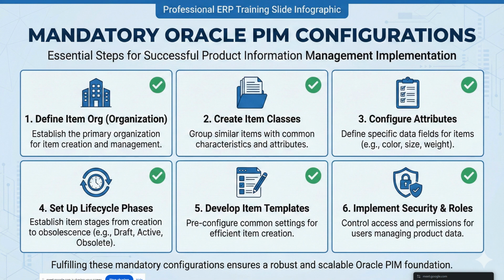So this is how it's going to be. You are going to define your organization, create your item classes, then define your attributes. There are a few more, but these are the major configs I brought here. There are a lot of small configs, like unit of measures. I didn't capture all of these here, but the major configurations are: setting up the life cycle phases, developing item templates, and how we implement security and roles. So these are the basic configurations we are going to have in the PIM module. That's all in the PIM module.